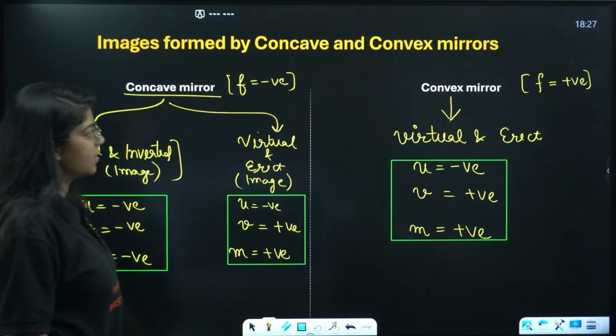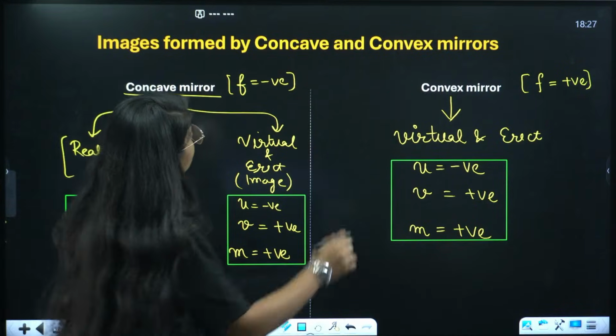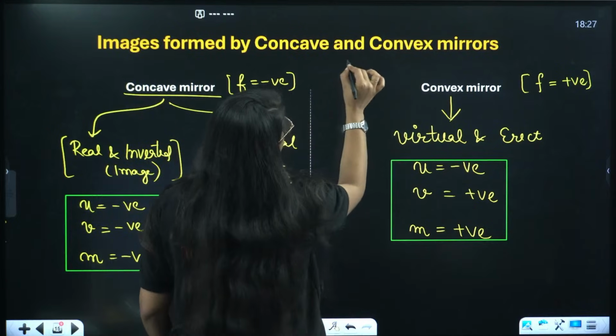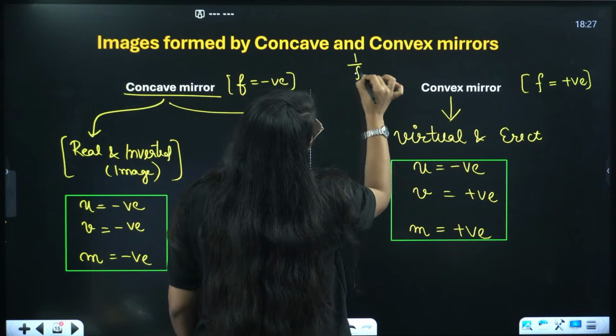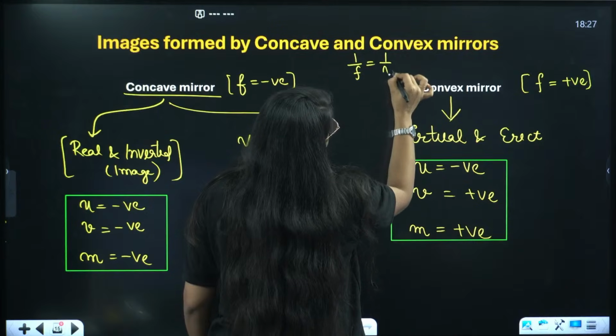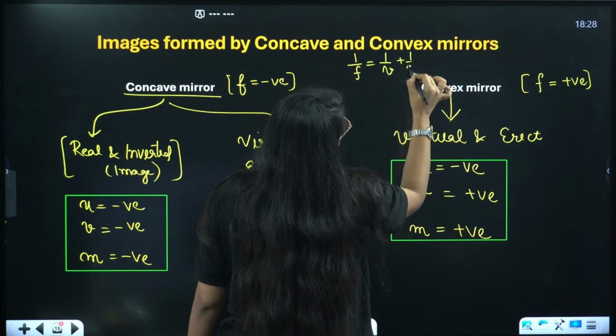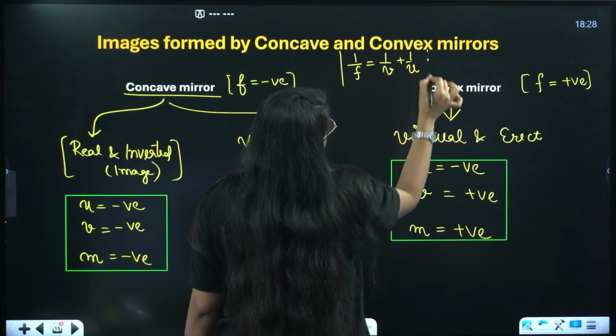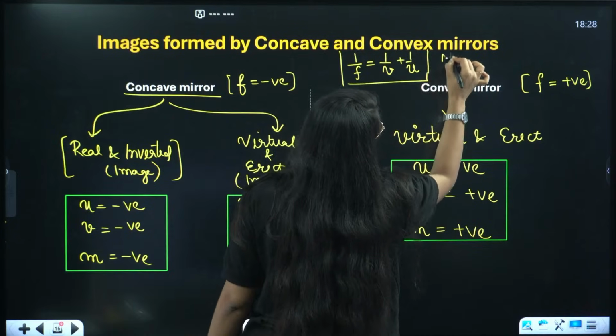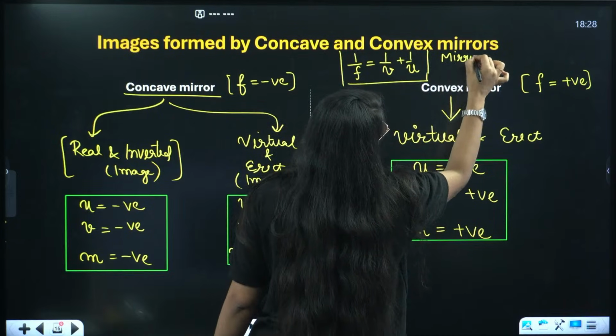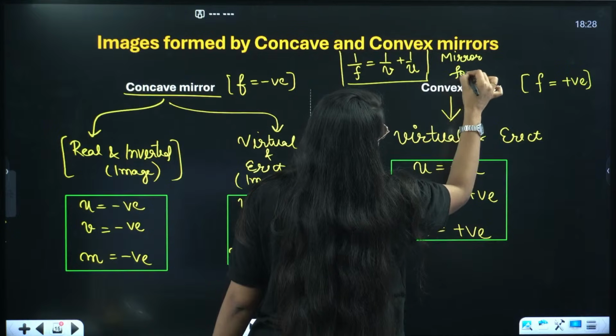Let me tell you the mirror formula also. For the mirror formula we have 1 by f equals 1 by v plus 1 by u. This is our mirror formula which can be used for both the mirrors.